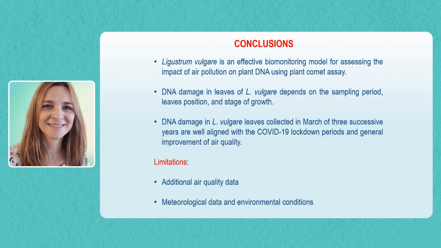So to conclude, our plant model was effective, and it can be used to assess the impact of air pollution on plant DNA using the plant Comet assay. DNA damage in leaves of Ligustrum vulgare depends on the sampling period, leaf position, and stage of growth. And DNA damage can also be correlated over the three successive years, is aligned with the COVID-19 lockdown periods, and the general improvement of the air quality.